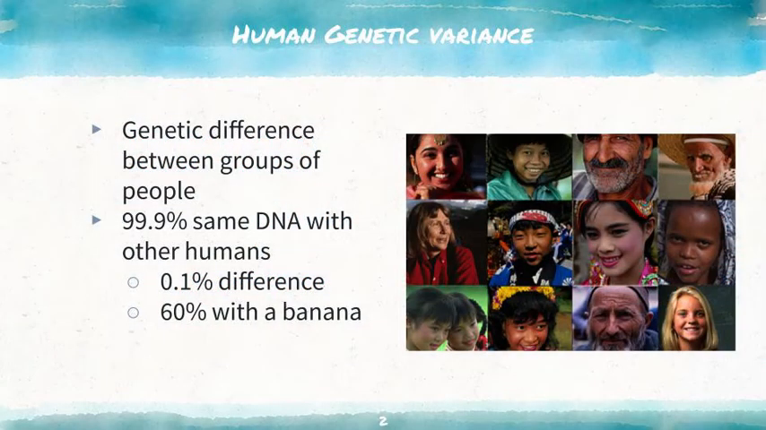Human genetic variance is the genetic difference between different groups of people. It could be different nationalities, different races, different genders, different ethnicities, etc. We share about 99.9% of our DNA with other humans. This means that there is a 0.1% difference between individuals. These differences could include different hair color, eye color, height, gender, and race.